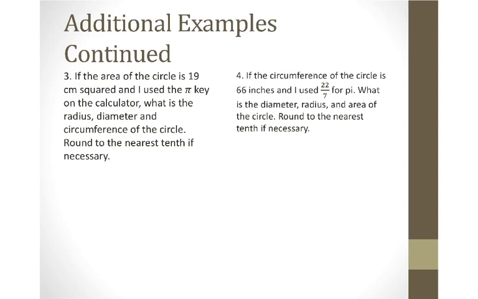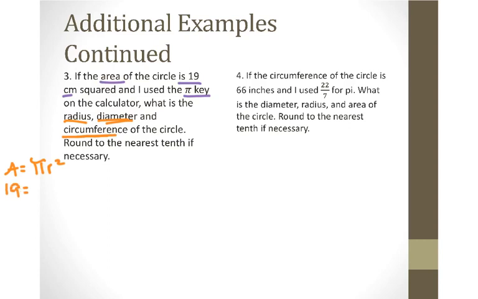So number 3, it says the area of a circle is 19 centimeters squared. It says I use the pi key on the calculator. What is the radius, diameter, and circumference of the circle? Round to the nearest tenth when necessary. So there's 3 numbers I need to solve for. Well, they're telling me the area, so I'm going to start out with my area formula. Looking at my area formula and what they're telling me, I know I'm going to have to solve for r first. So I'm going to plug in what I know.